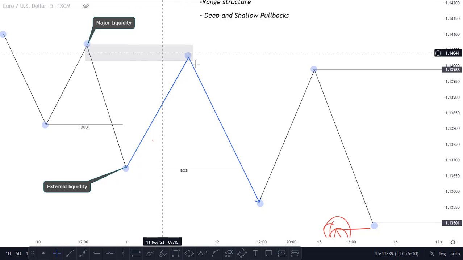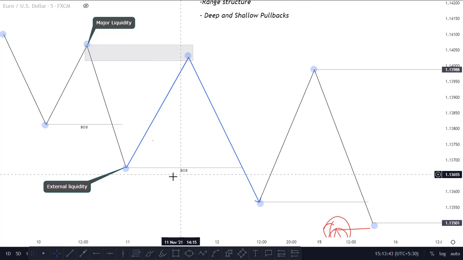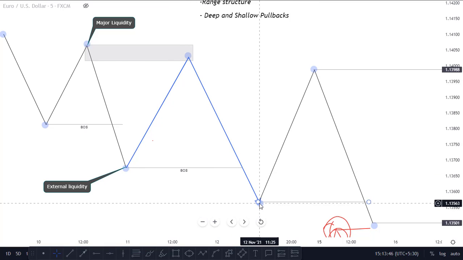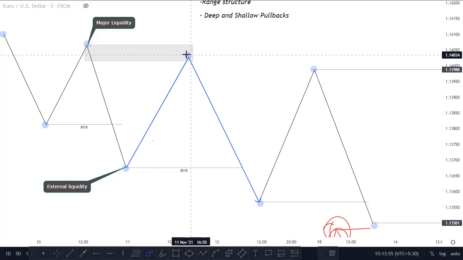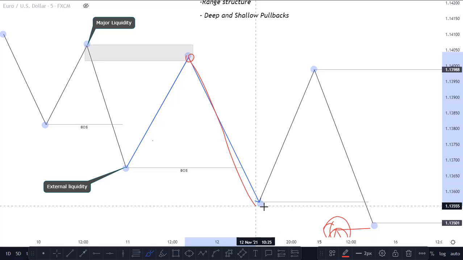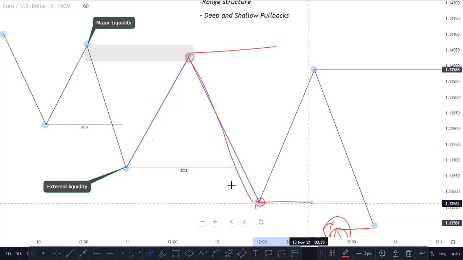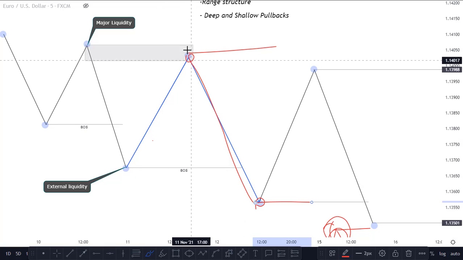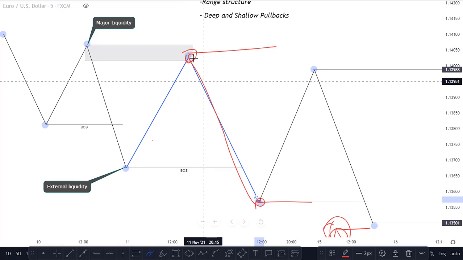Now once external liquidity is taken, we will get a new break of structure here and a new lower low will be formed. So from this lower high all the way to the lower low is a new range. This is a new range, right? Within this new range we have two points, point A and point B, lower high and lower low.